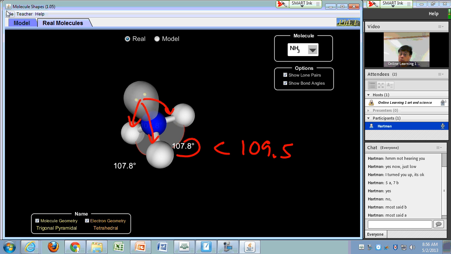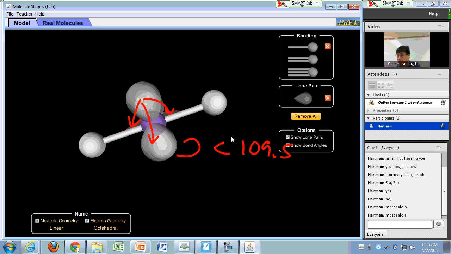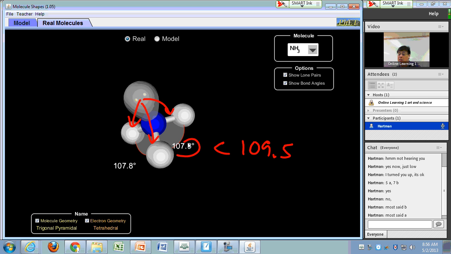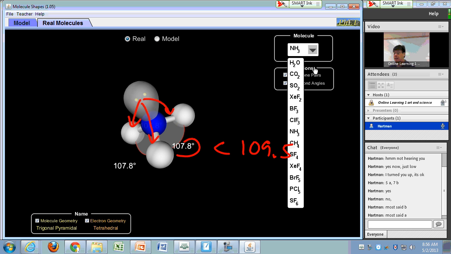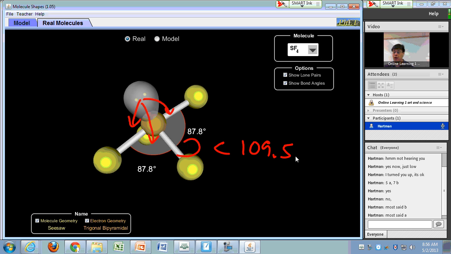So the VSEPR model that we talk about is the idealized model. Those angles we talked about earlier are the idealized angles if you have perfect identical groups sticking out of the atom. If the groups are not identical, you get slight distortions from the ideal angles, from the ideal geometry. So that's NH3, and here's SF4.